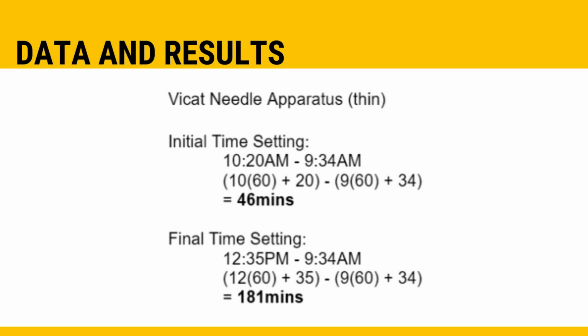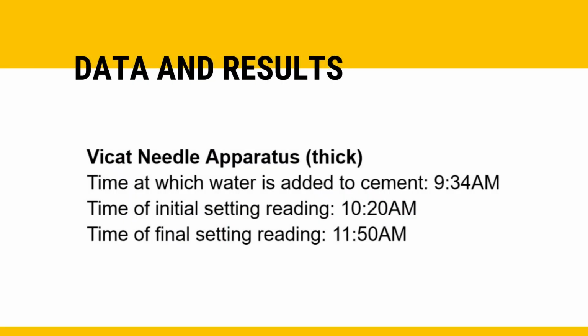And for the calculations for the Vicat thin needle apparatus, the initial setting and final time setting, we subtract the time of initial and final setting reading from the time the water is added to the cement. And we got the values of 46 minutes for the initial time setting and 181 minutes for the final time setting.